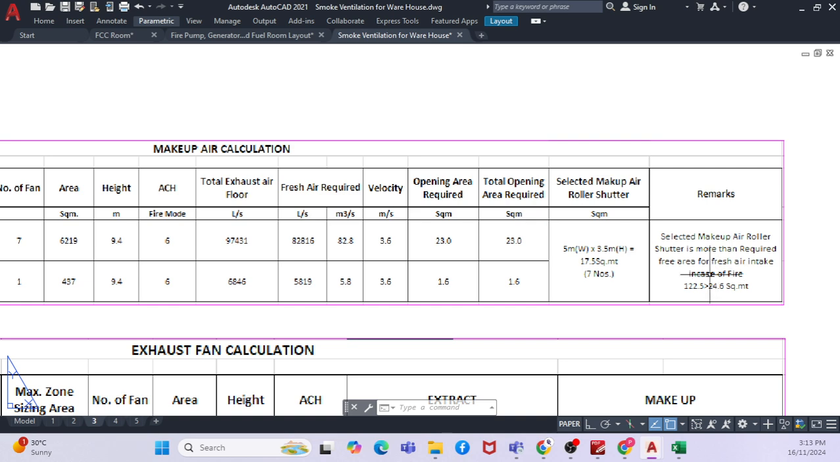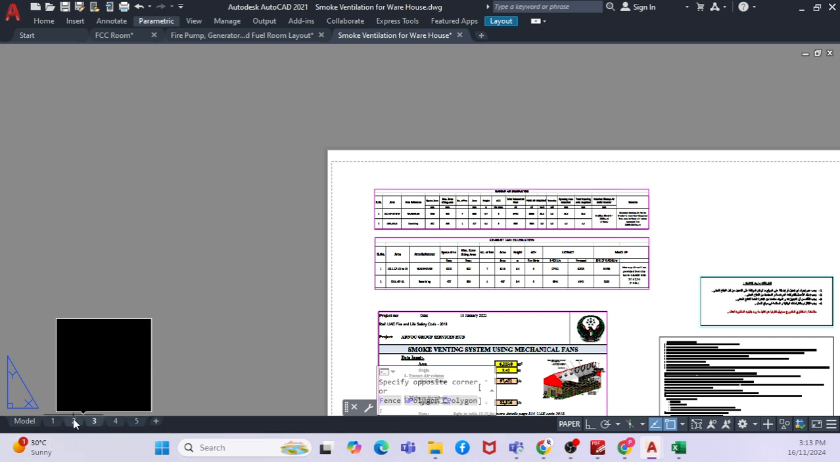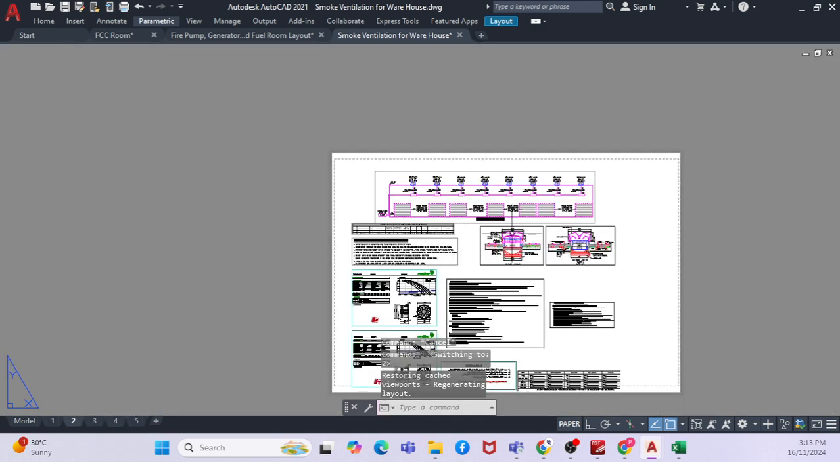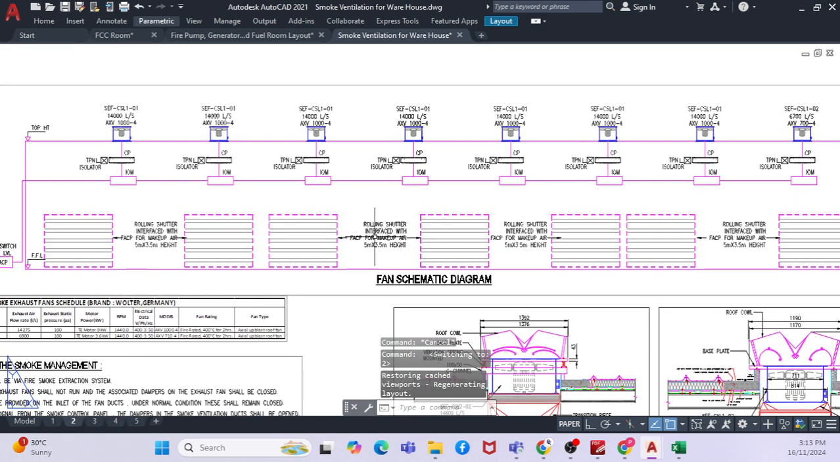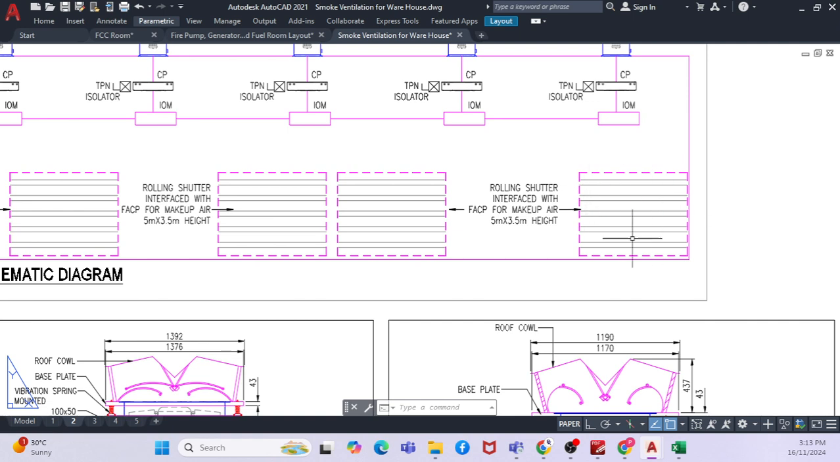Say for example, you have a roller shutter. If you talk about a warehouse, you have a roller shutter in front, right? The one which you open and close with a lot of force. Say for example, if you see this section, you can see that this is the warehouse. You can see the roller shutter, right? This is basically the front view of the warehouse.